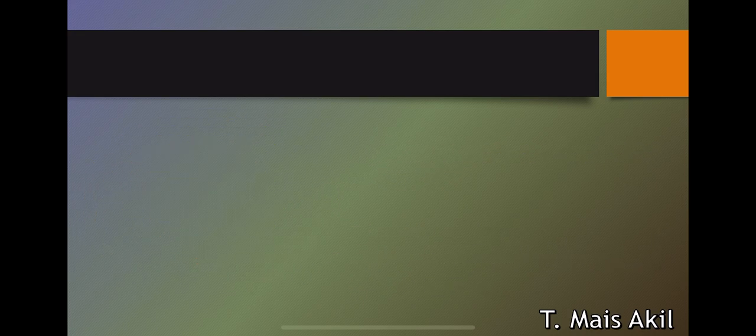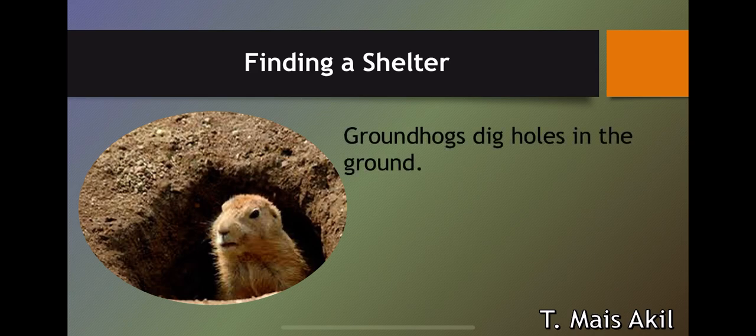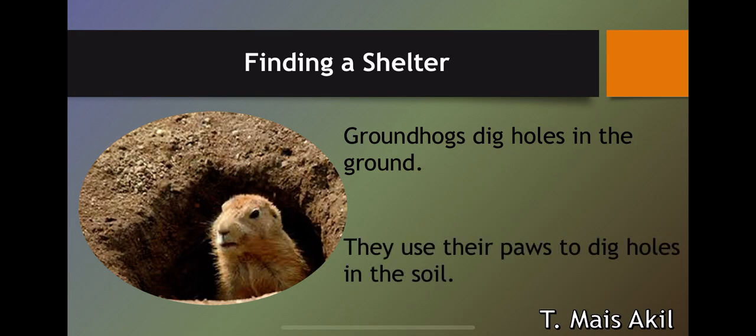Other animals find a shelter to stay safe, like this animal, which we call a groundhog. Where is this animal hiding? Yes, it's hiding in a hole in the ground. So the groundhogs dig holes in the ground. How could they dig these holes? Yes, they use their paws to dig holes in the soil.